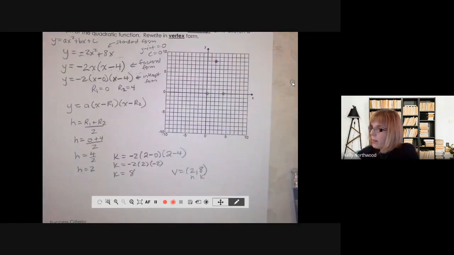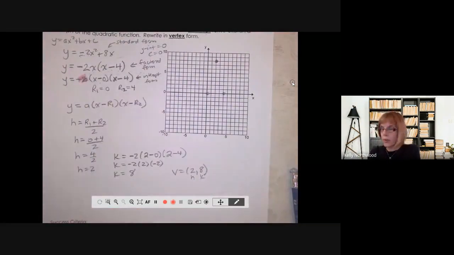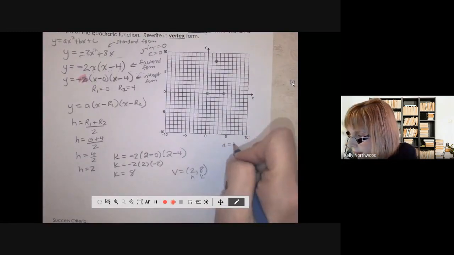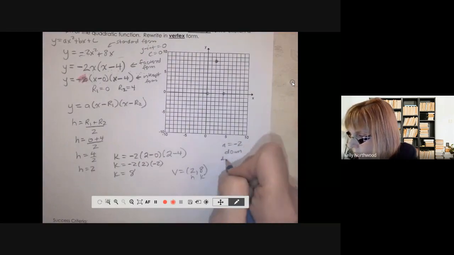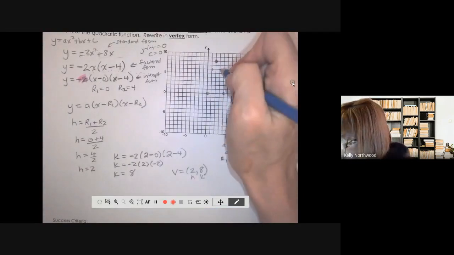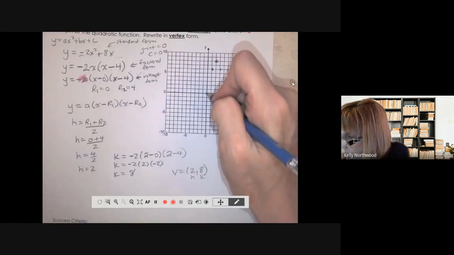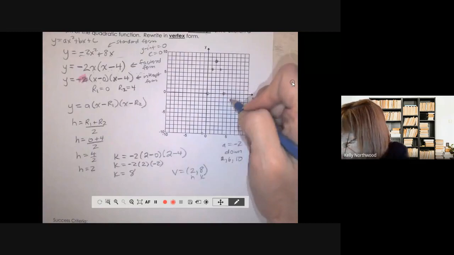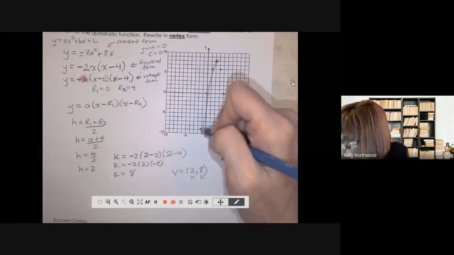And then we know our step number is -2. So if a is -2, that means our step is down 2, 6, and 10. Over 1, down 6 hits me on my intercept. And then down to 10. And then we've drawn in our parabola.